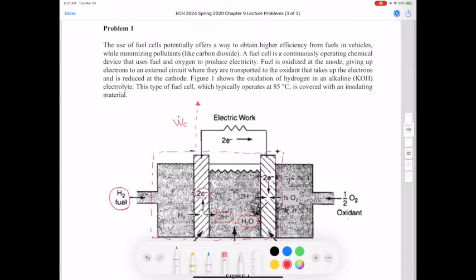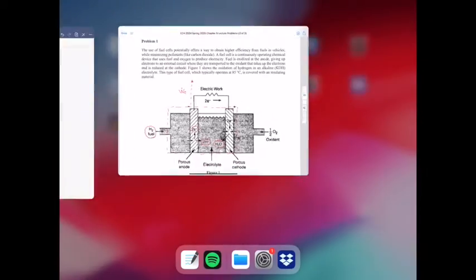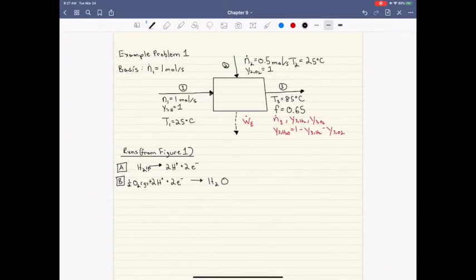Okay? And so, based on the information in the problem statement, you should have been able to develop a flow diagram that looks like this. And for this problem, since it didn't really outright state what the basis was, and since in the end it wants the electric work produced from the system to be in units of kilowatt hours per mole, we can choose for our basis just 1 mole per second.